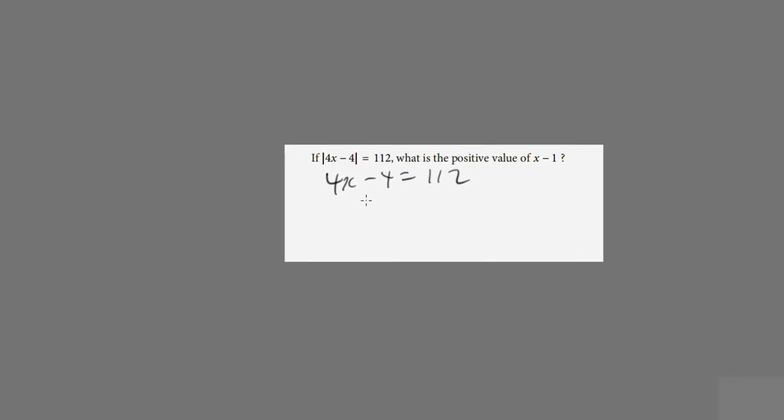Let's make x the subject of the formula. So this will cross over and change its sign to positive. We're going to have 4x equals 112 plus 4, which gives us 116. Divide both sides by 4. So our x will be 116 divided by 4, which is 29. The question says, what is the positive value of x minus 1? So when x is 29, this will give us 29 minus 1. So the final answer to this question is 28.